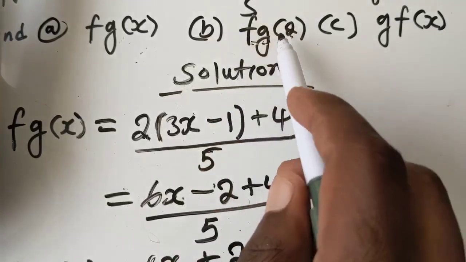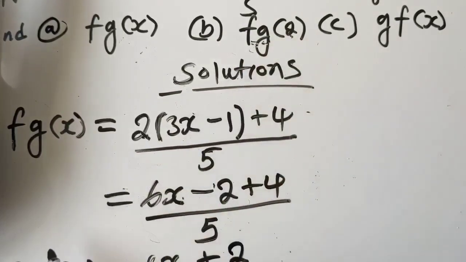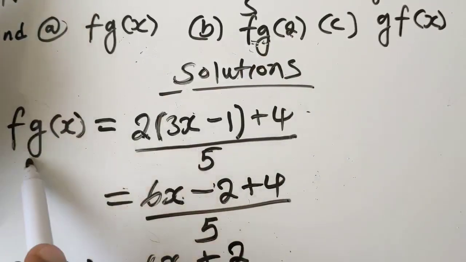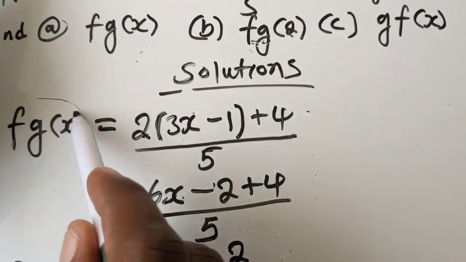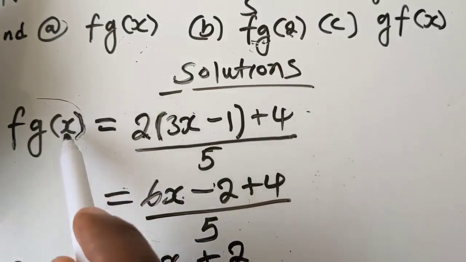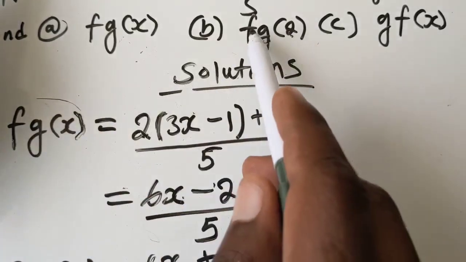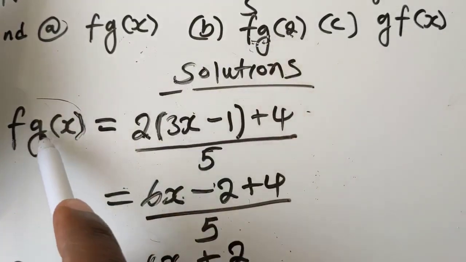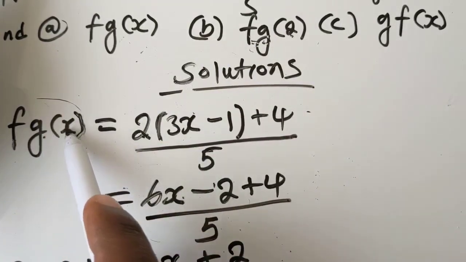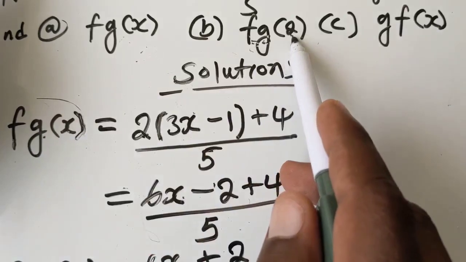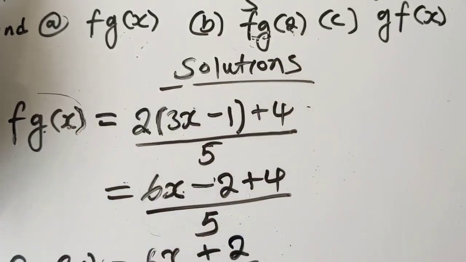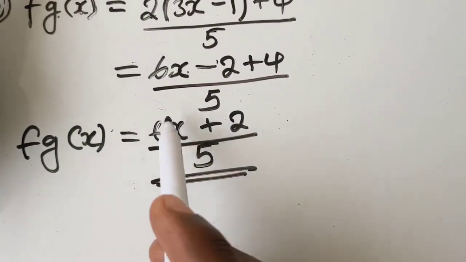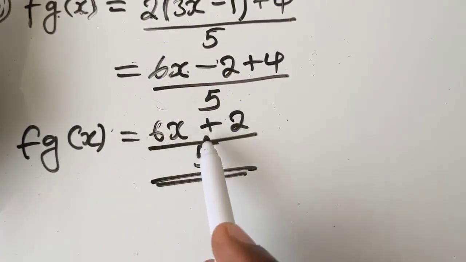If you look at this, it is similar to this here, the answer that we had found. So if this is fg, this is fg, but here there is x and here there is 2. That means we are going to put 2 where there is x. So the answer that we had found for fg of x is this one.